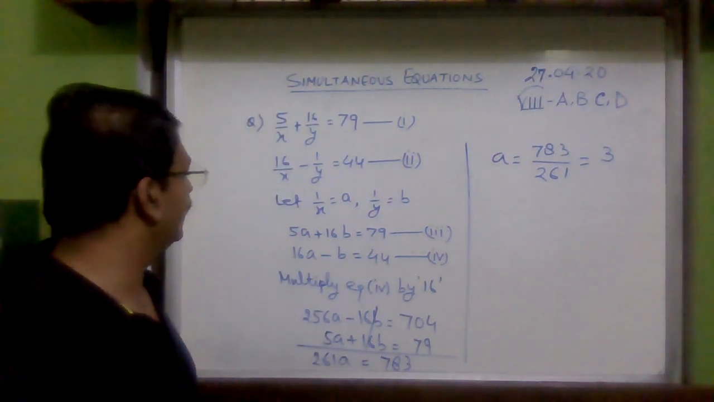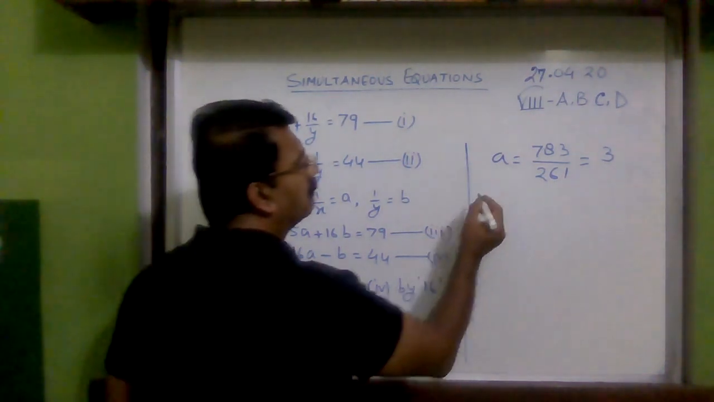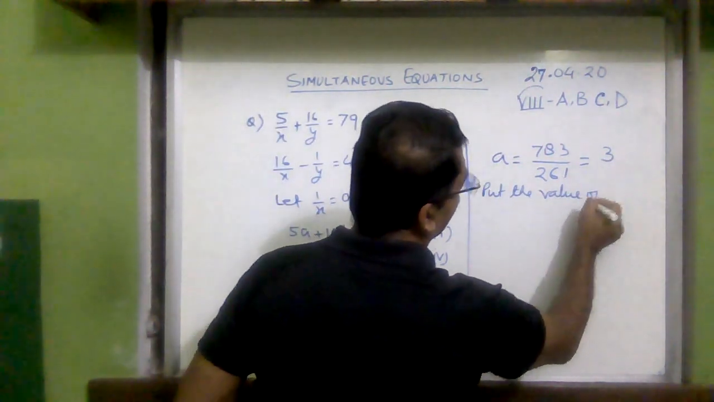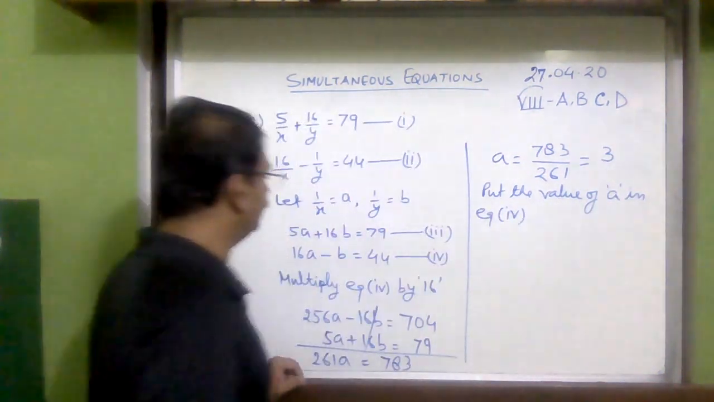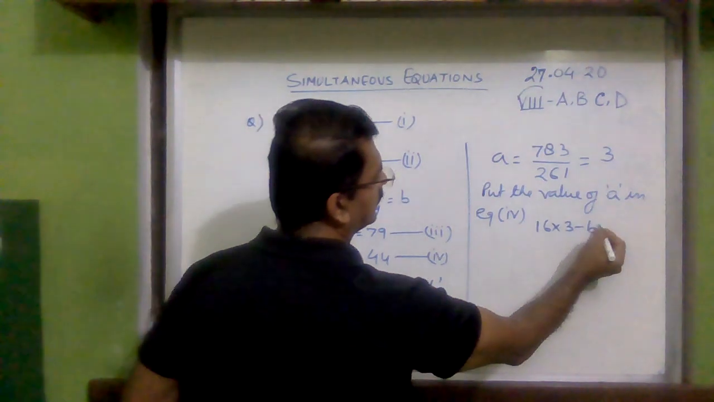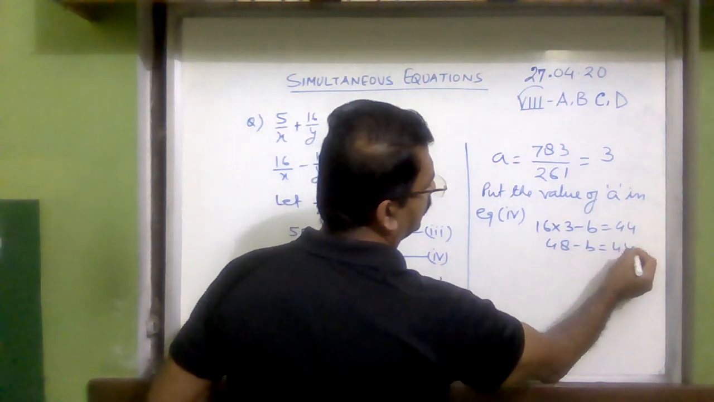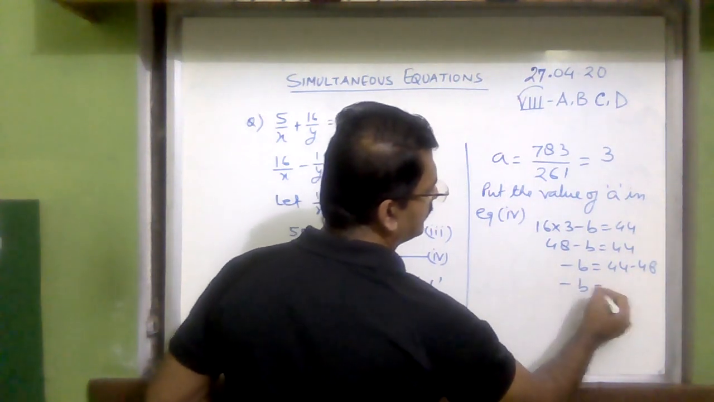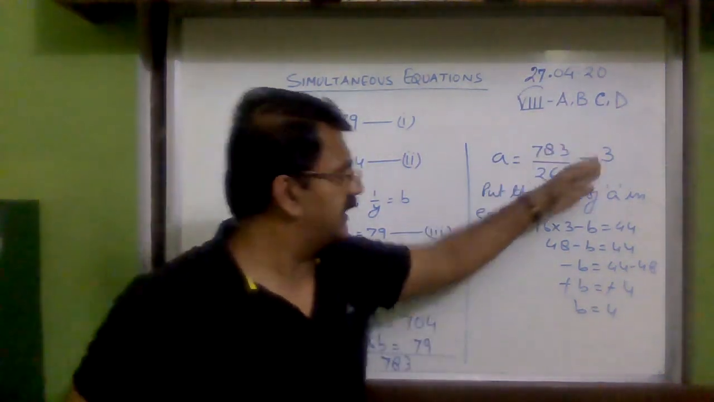Now if you put this value of a, say in equation number 4, then you will get the value of b. If you put the value of a in equation 4, you will have 16 into 3 minus b is equal to 44. 48 minus b is equal to 44. So minus b is equal to 44 minus 48. Minus b is equal to minus 4. So b is equal to 4. We have found that a is 3 and b is 4.